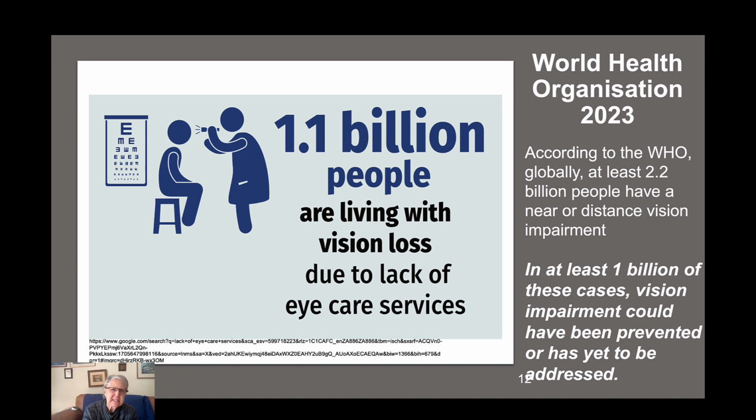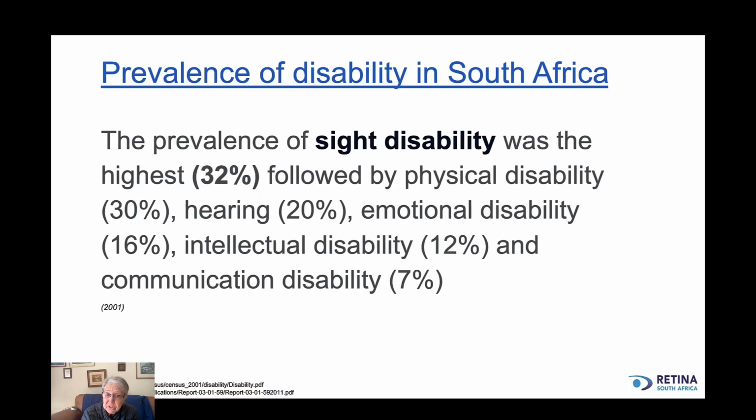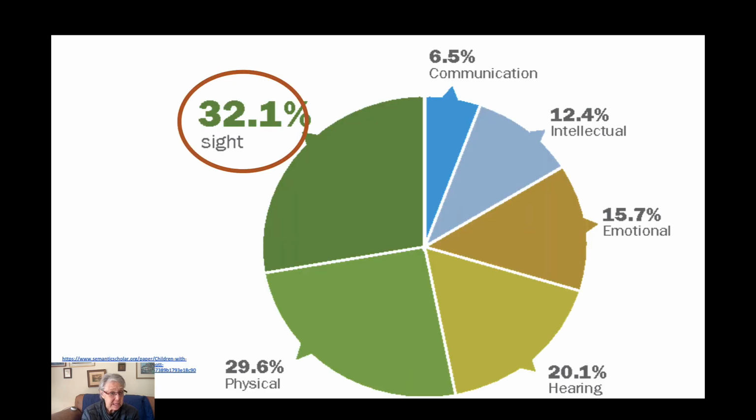If we look worldwide, and this is quite alarming, the World Health Organization told us less than a year ago that there are 1.1 billion people living on our planet with vision loss due to a lack of eye care services. And what is the situation in our own country? We know that sight disability is the highest disability in South Africa, accounting for some 32% of all disabilities. And if we look at this graphically, you will see that visual disability is certainly the biggest chunk of that pie chart.